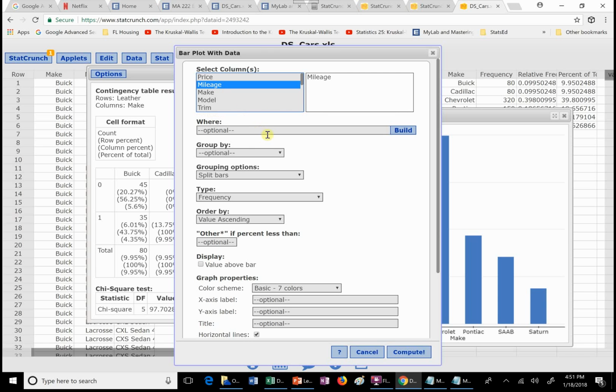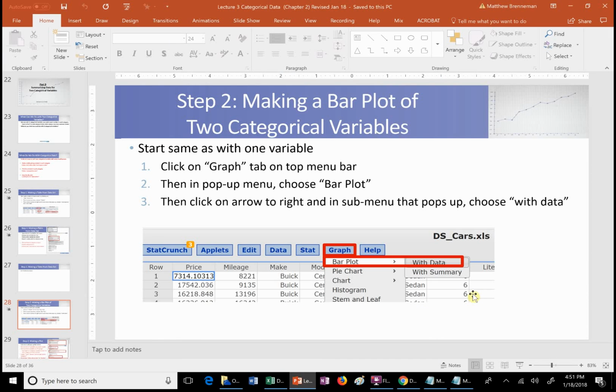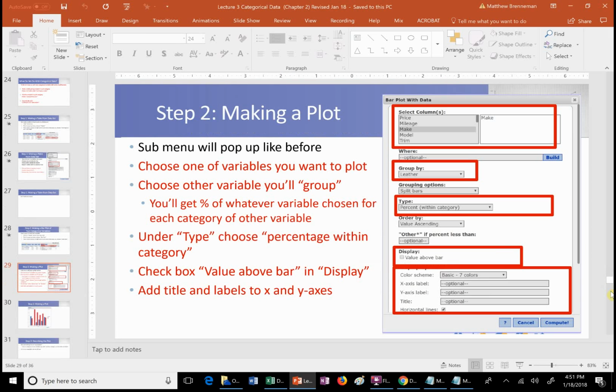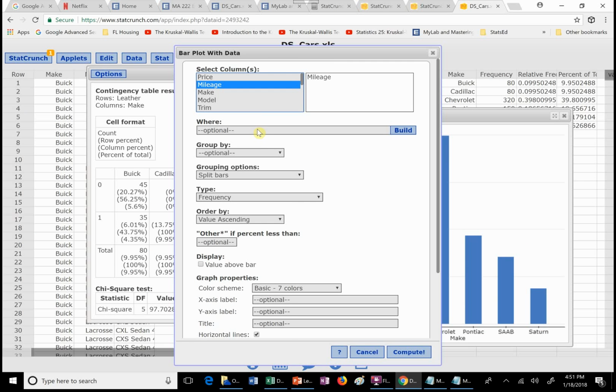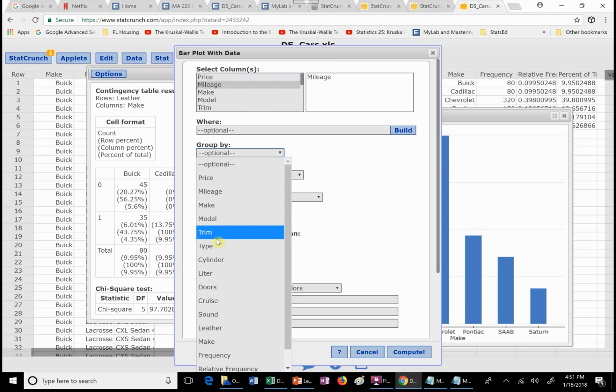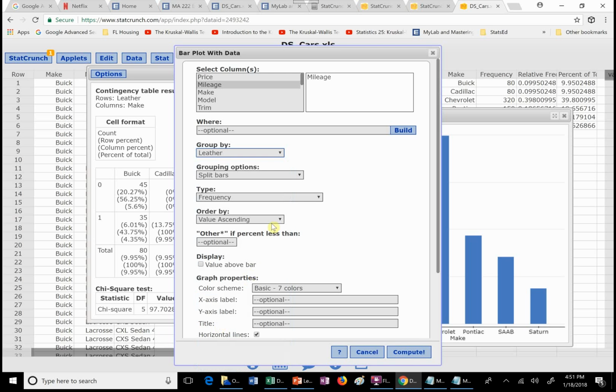So I'm going to click mileage here. Let me step you through this. And I'm going to click leather here. I'm grouping by leather. Then I'm going to click percentage within each category, value above bars. So follow along here. Mileage, group by leather, and be careful. I'm going to say percentage within category. In other words, within this category of Chevy, I want to give the percentage.